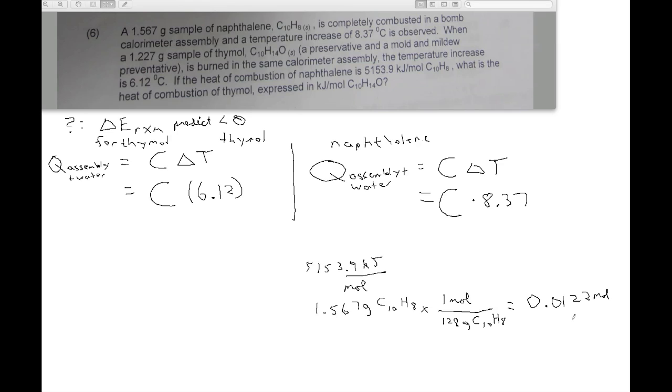So multiply that by 5,153.9, and I get 63.1 kilojoules. 5153.9 times 0.0122. What did you get again? 63.1 kilojoules. Let's just call that 63. All right. Then what? Okay, now what?